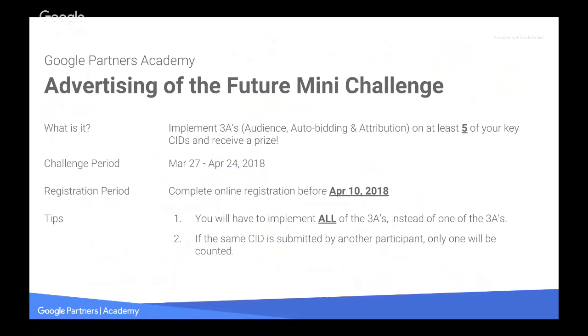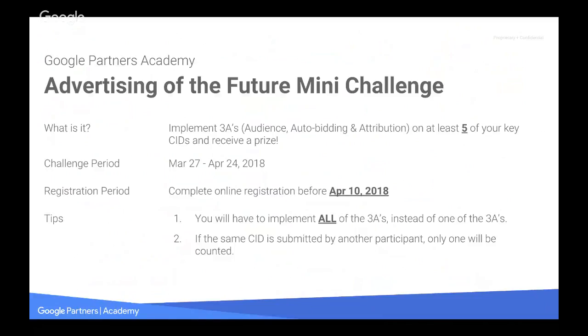And here we come to the end. Just to remind you, we have a mini challenge for you. Advertising of the future is using our Google technology to help you better optimize the campaign. Audience, auto bidding, and attribution are all features that leverage Google's data signals. We definitely would like you to implement audience, auto bidding, and attribution for your clients. So please implement at least 5 of your key CIDs. And after you do that, you'll be able to receive a prize.